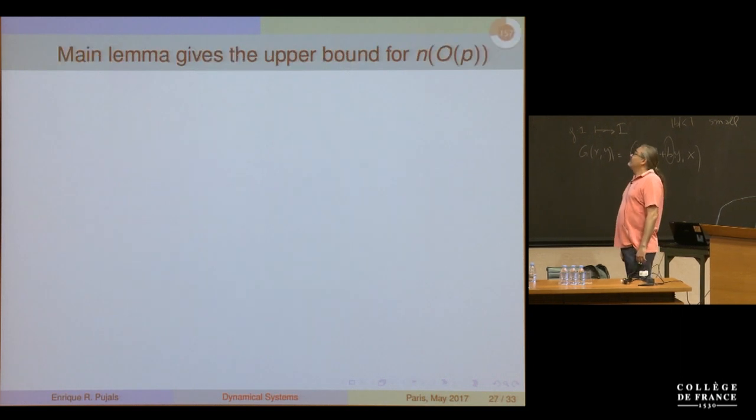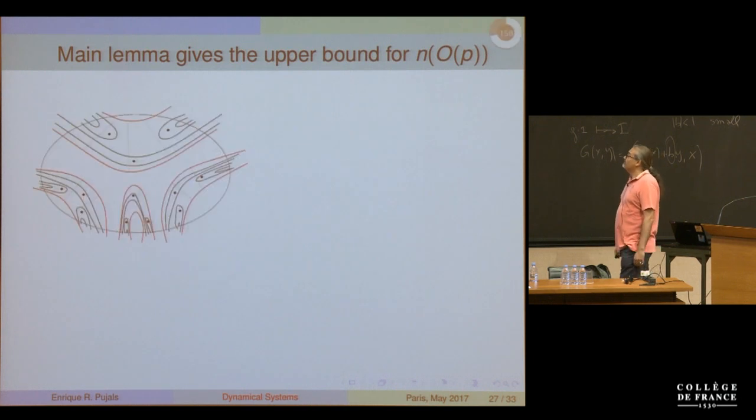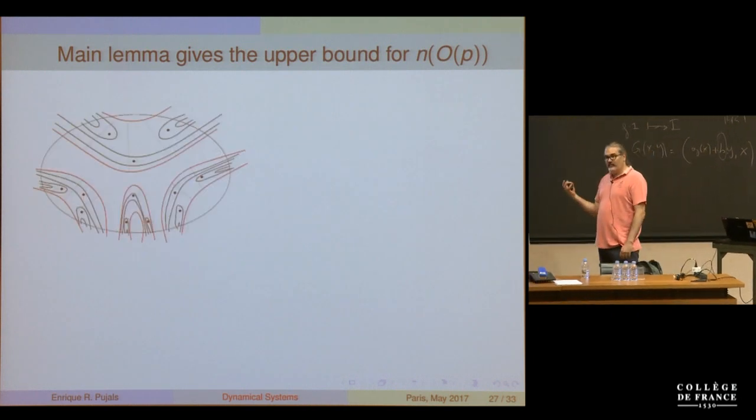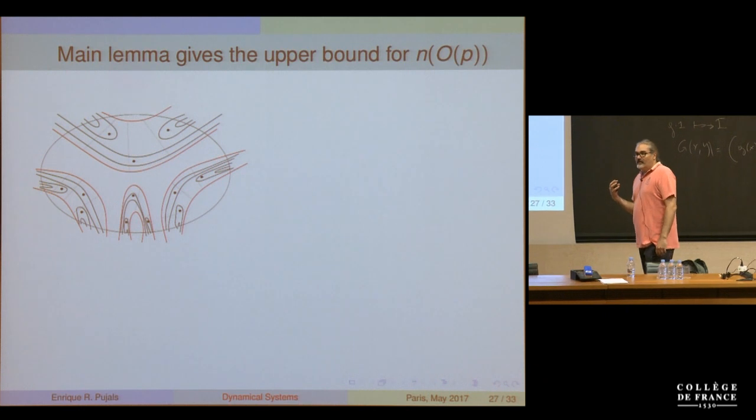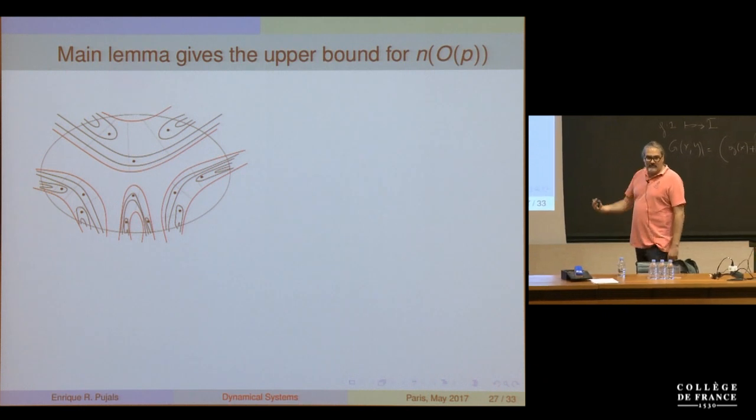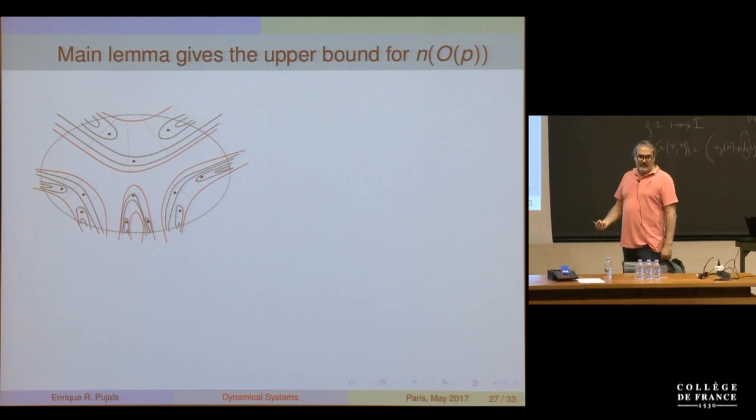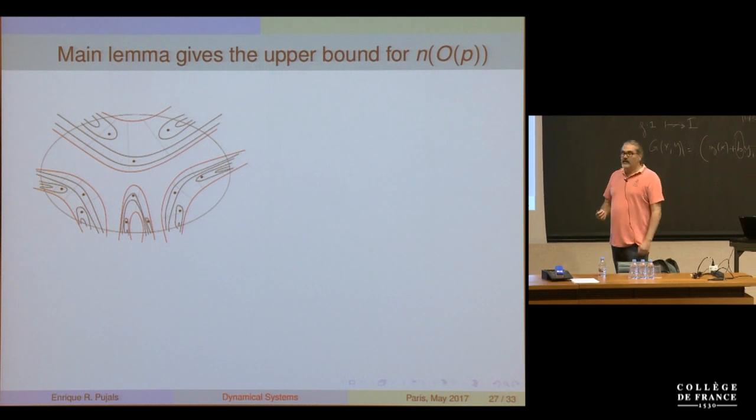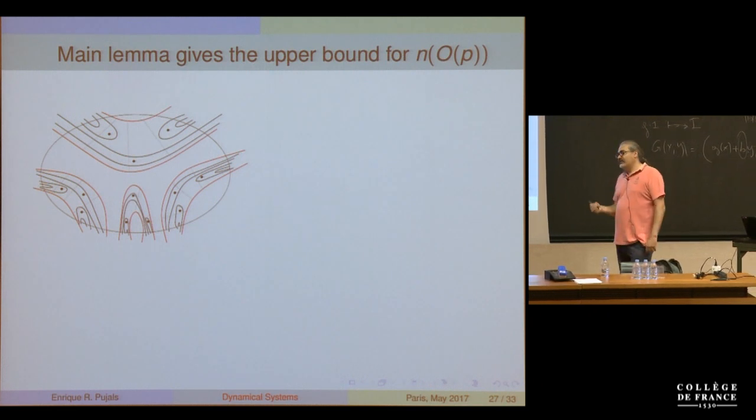If you believe this, you can prove that the main lemma gives the upper bound of NOP. And exactly, this is what I said: they were kind of following the examples. If you want to build the example that Tresser, Gambaudo, and Van Strien were proposing, basically you are doing that.